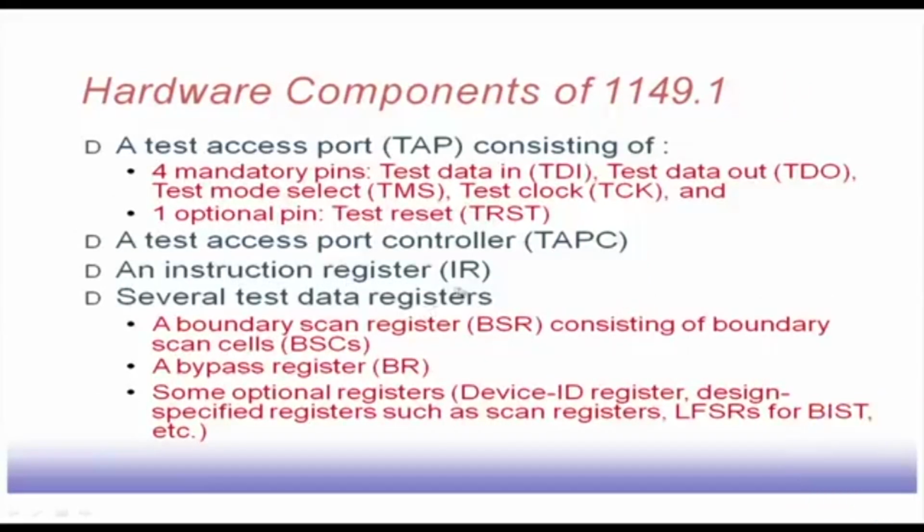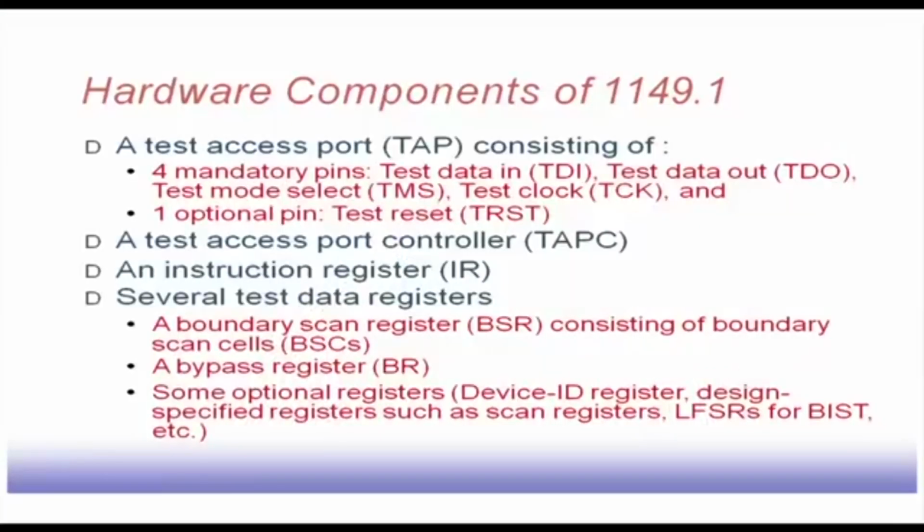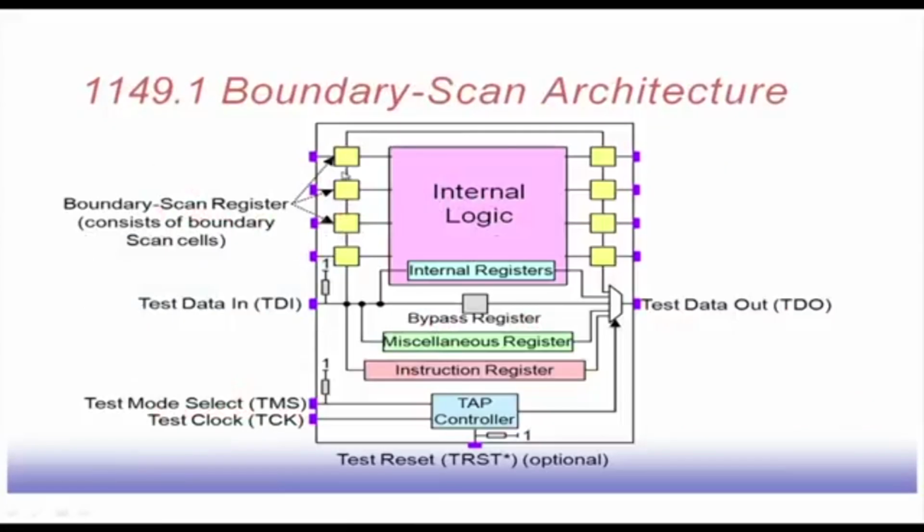Then there is an instruction register. There are certain types of instructions that you can give to tell the test access port controller what to do. This is that instruction register. It can hold different types of instructions, and we have several data registers like this boundary scan register. These boundary scan cells go in a chain, and that forms the boundary scan register.